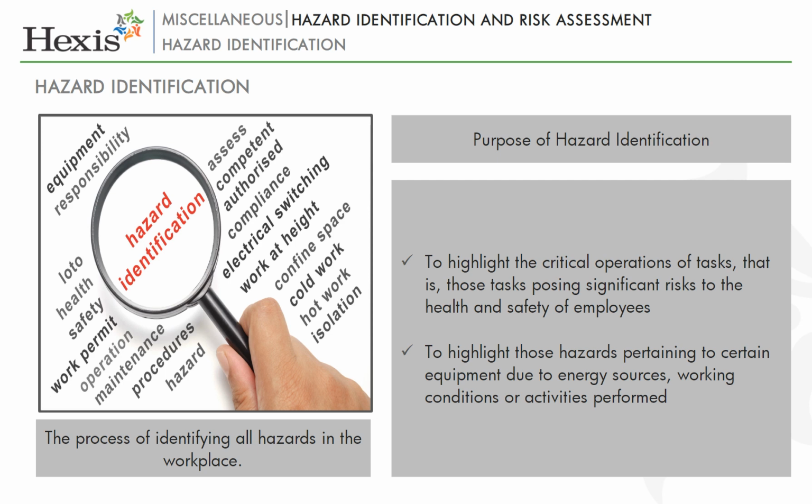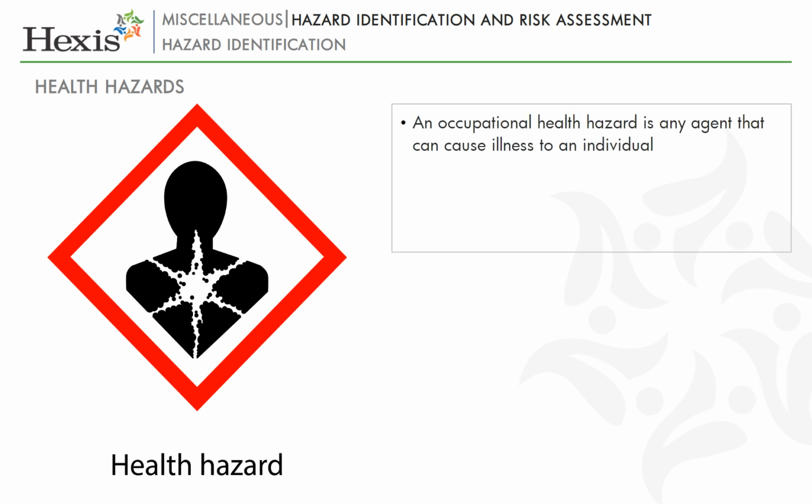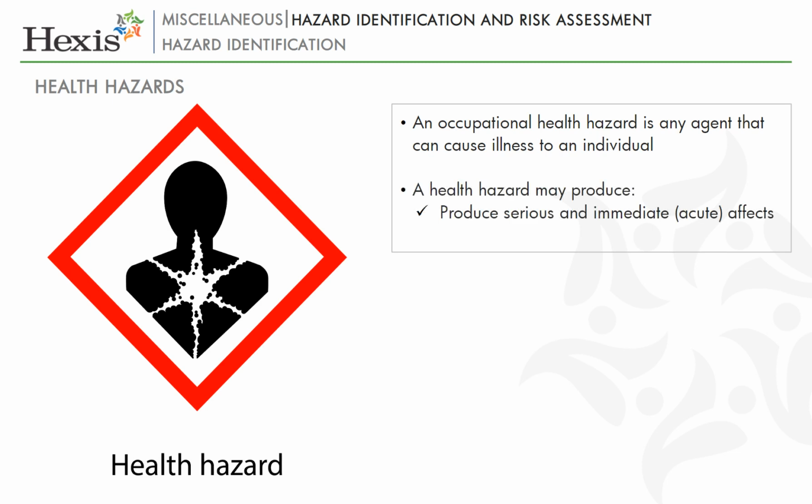Hazards can be divided into 3 main groups: health hazards, safety hazards, and environmental hazards. Let's individually understand each one of them. Let's first look at health hazards. An occupational health hazard is any agent that can cause illness to an individual. A health hazard may produce serious and immediate, that is acute effects, or may cause long-term, that is chronic problems. All or part of the body may be affected.